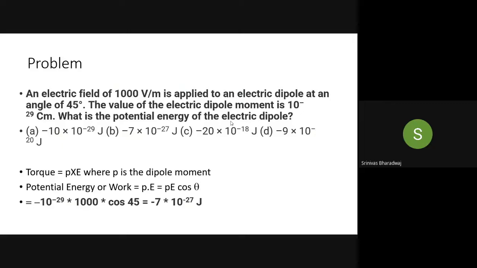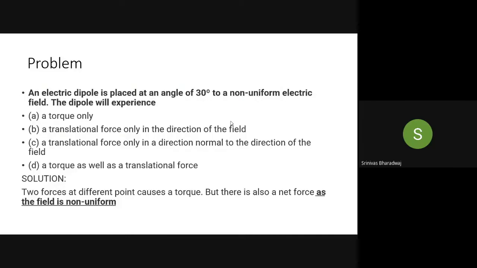So you have to do the P dot E, and in this case it is at an angle of 45 degrees. The dipole moment is 10 to the power of minus 29, and E is 1000. So what is the potential energy of the electric dipole? P dot E. Okay, so this is another question. Electric dipole.